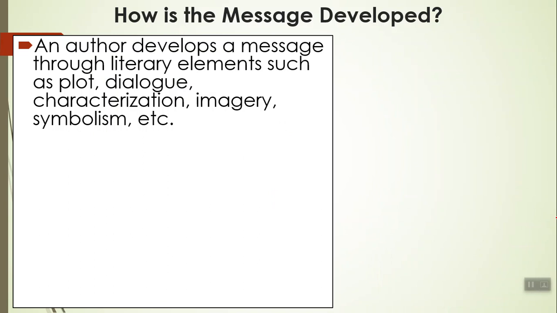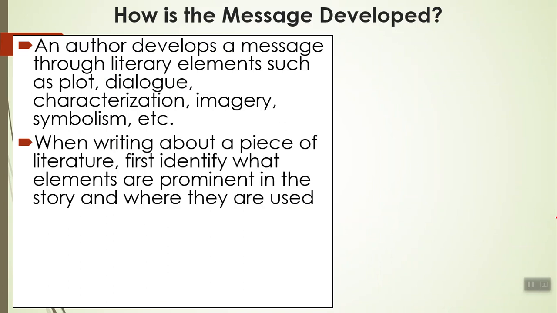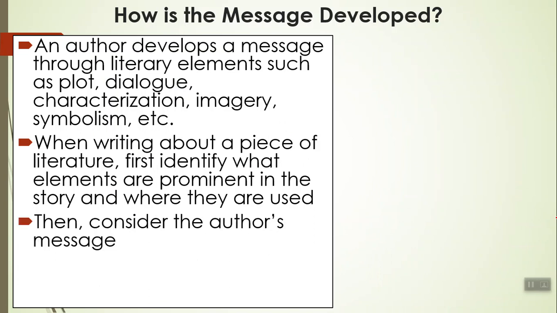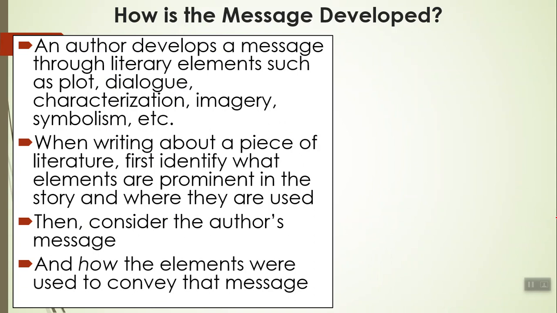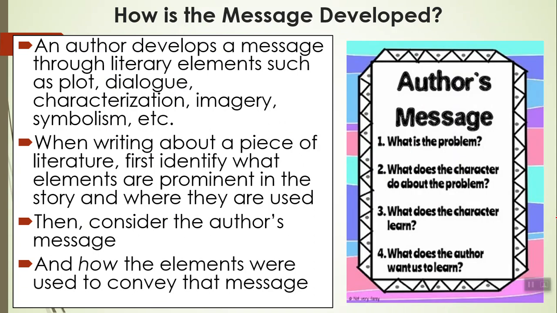So the things that we've been talking about in this lecture and in the previous lecture: plot, dialogue, characterization, imagery, and symbolism. How does the author develop the themes, and then what are they trying to say about those themes? So again, first identify the elements which are prominent in the story. Where are they used? Then consider the author's message and how the elements were used to convey that message. What's the problem? What does the character do about the problem? What does the character learn? What does the author want us to learn?